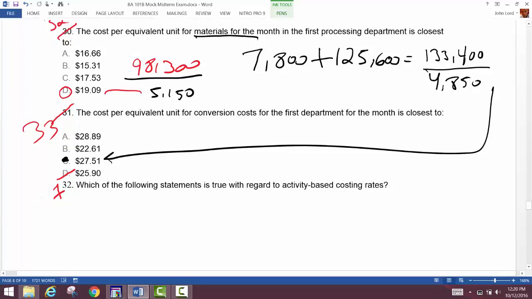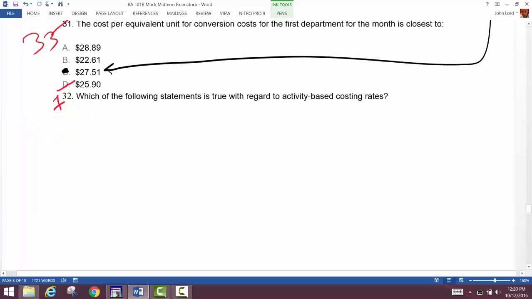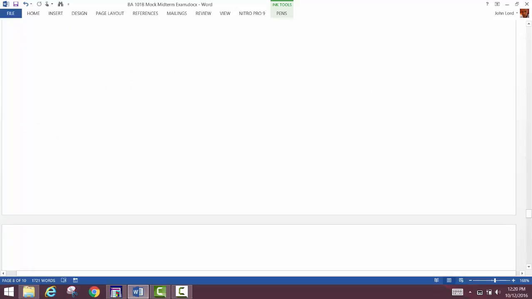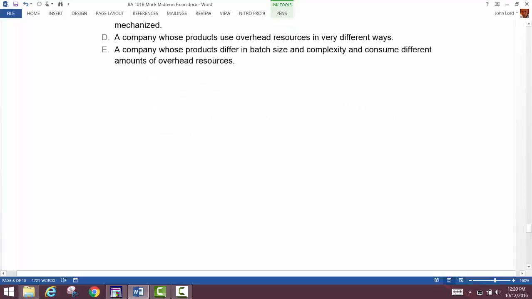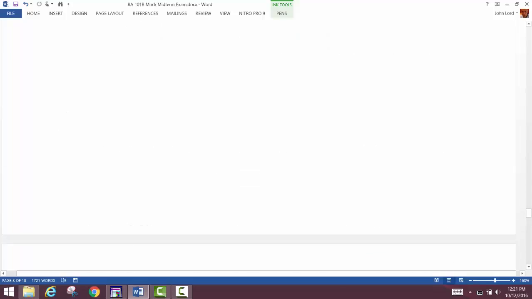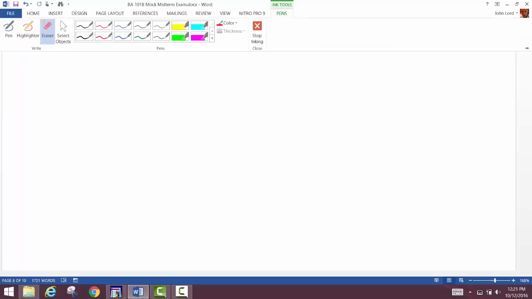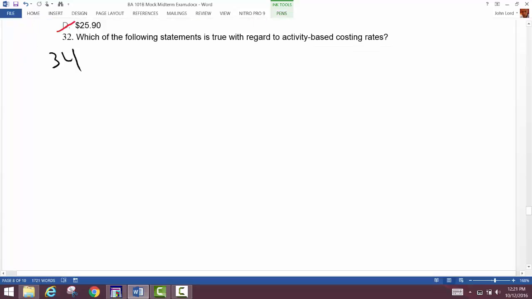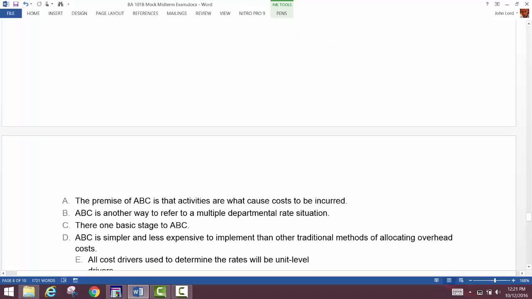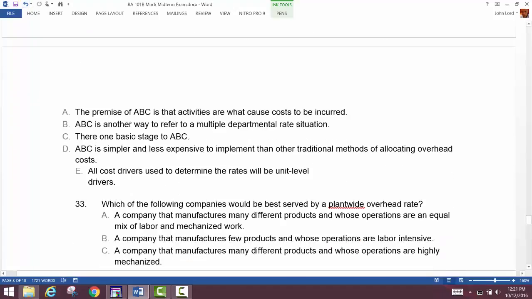Okay, are we caught up now on numbering? Which of the following statements is true with regard to activity-based costing? What number is this now? 34. Which of the statements is true regarding activity-based costing? And the answer here is that the what? The premise of ABC is that activities are what causes costs to be incurred, and thus we should use those activities to allocate them.